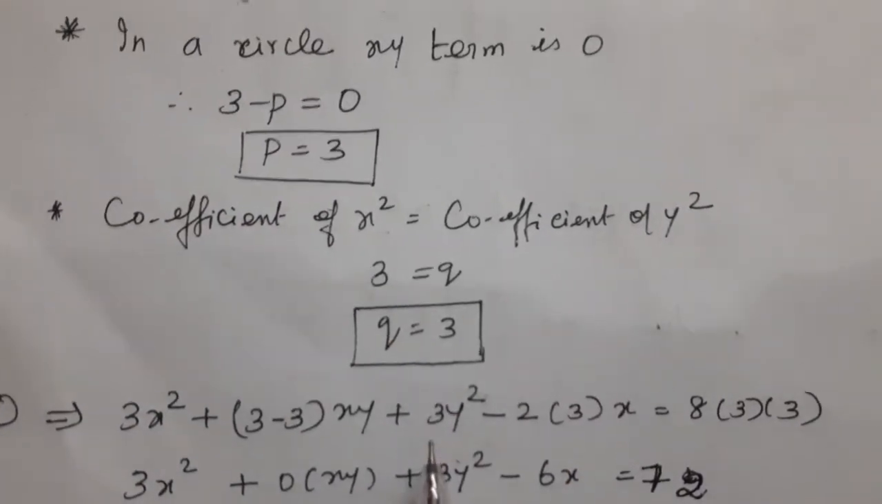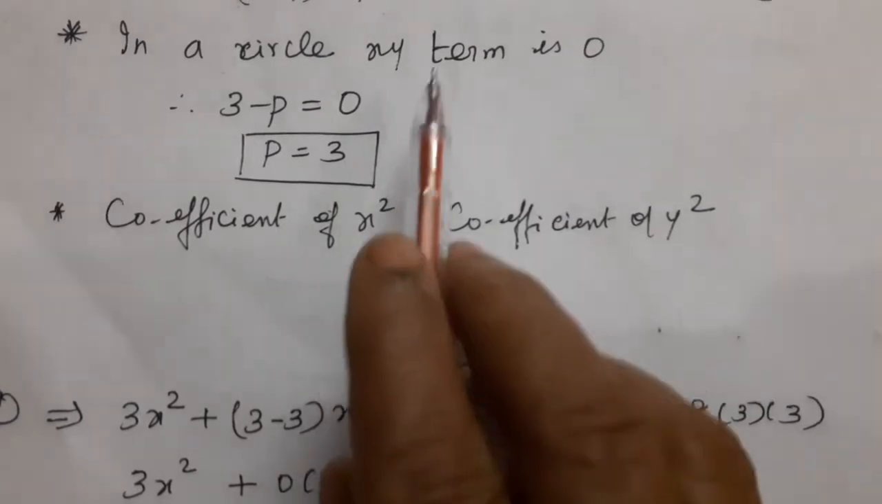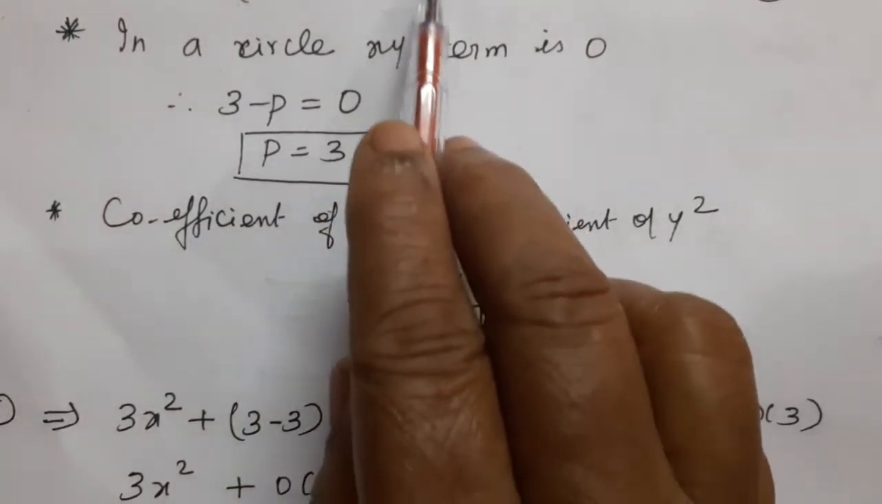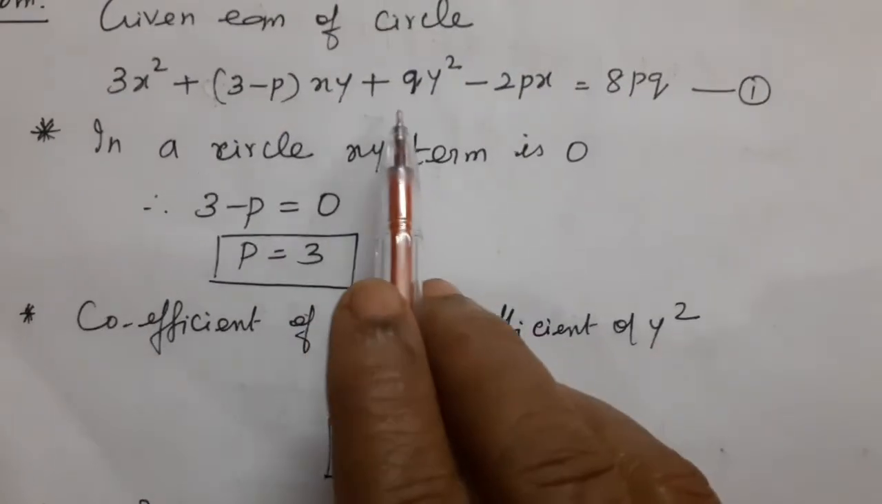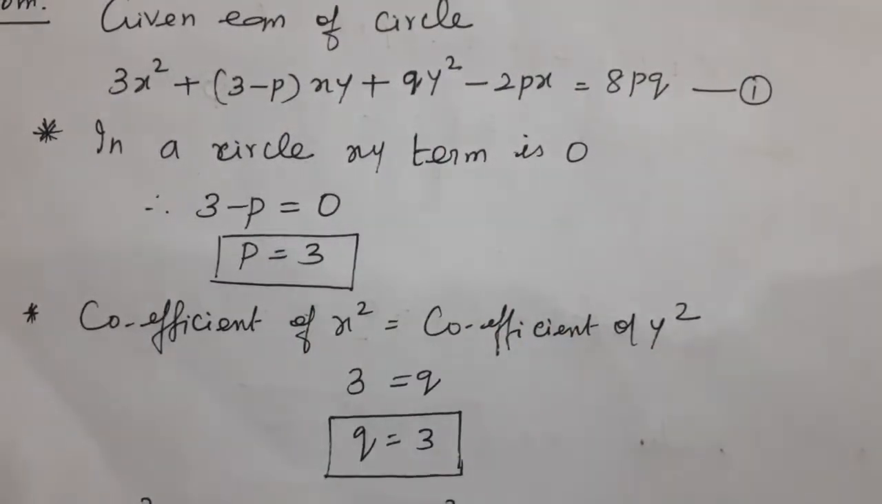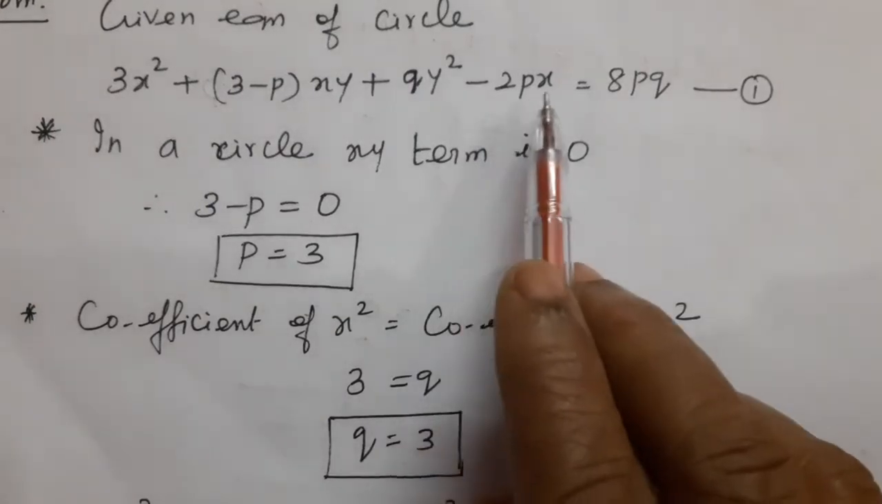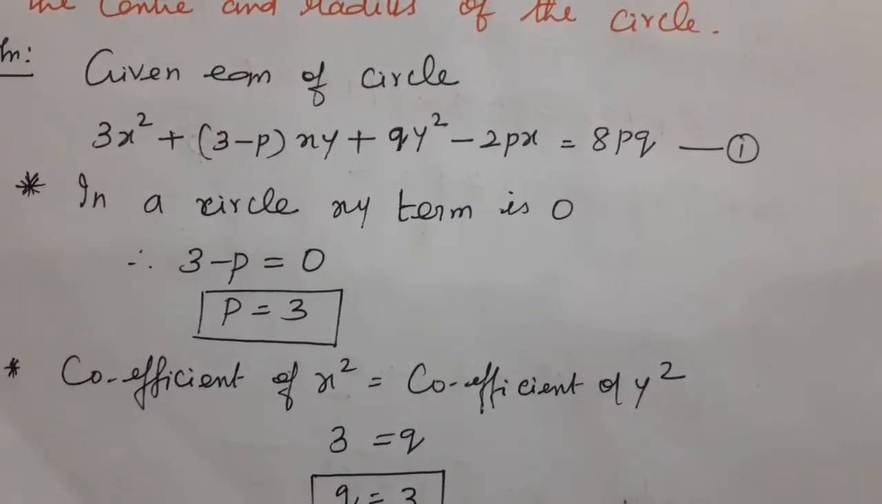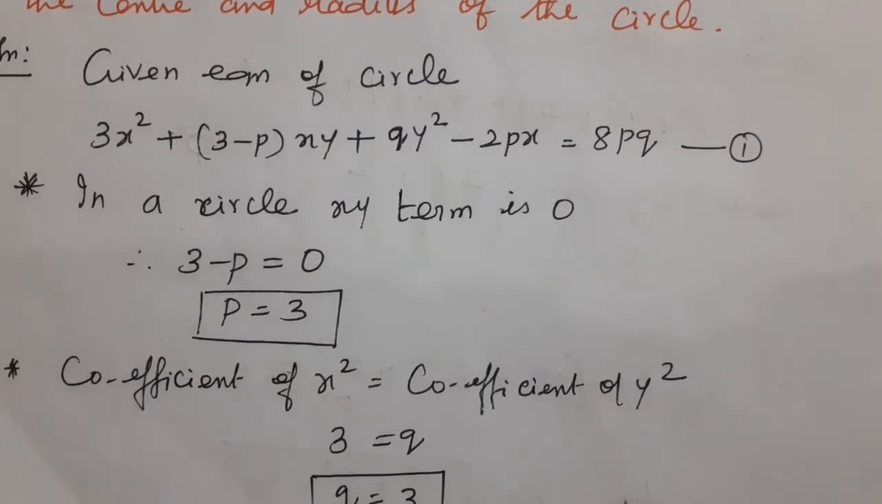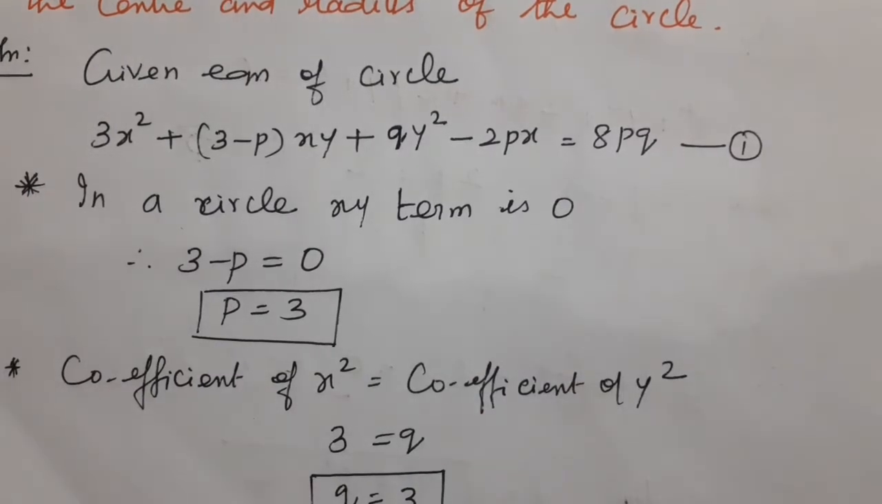Plus qy². What is the value of q? q is also 3, so instead of q we substitute 3: 3y². Then minus 2px: p equals 3. On the right side, 8pq, where p is 3 and q is 3.